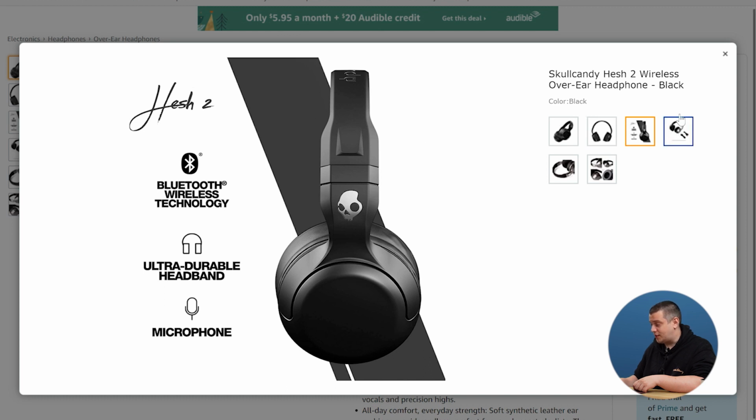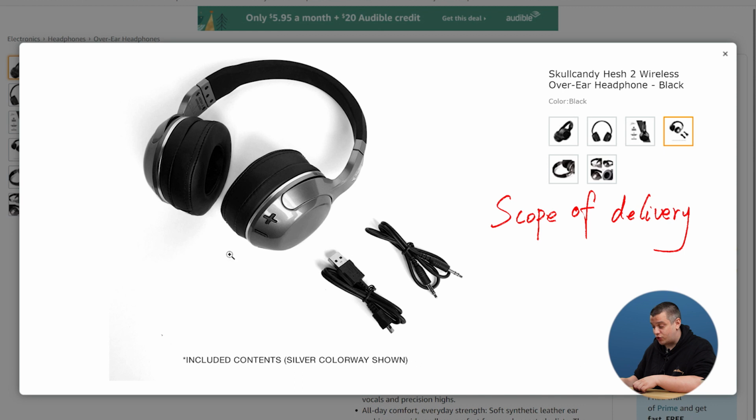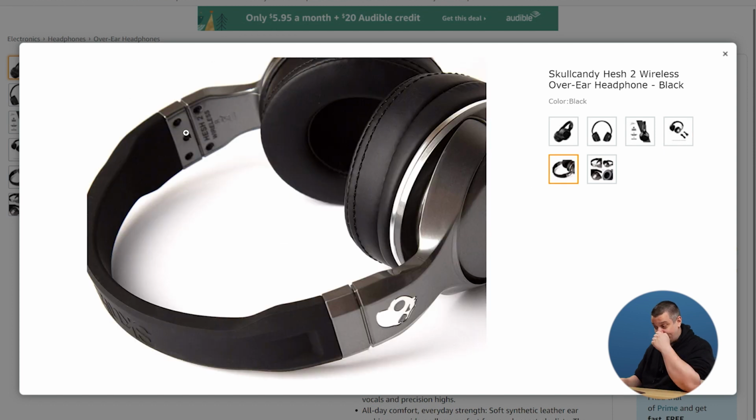Number 2. So the next picture, very important picture. What is in the package, right? You got the headphones, you got the, what's this, charging cable, and this is a cable to connect it with a cable instead of Bluetooth when you run out of battery or whatever. So this is very good to show that. Included contents, right? It literally says it down here. Silver colorway shown, and so on. Next picture, again, different angle of the product, like on the inside. Very nice. You see the product here with all the certifications.